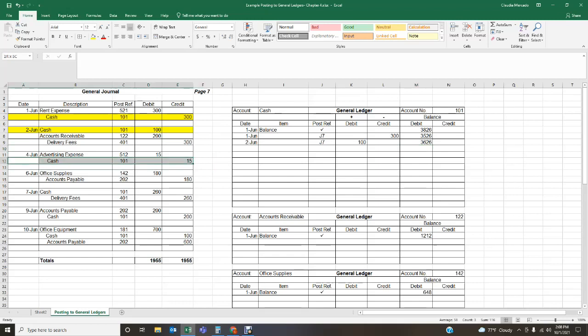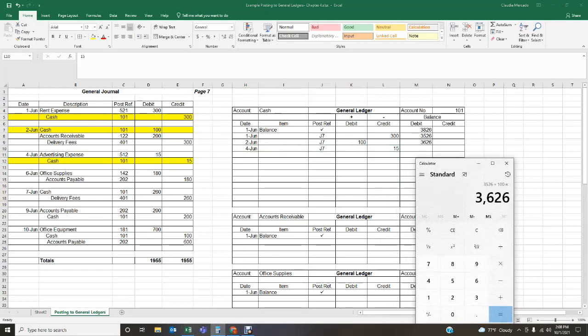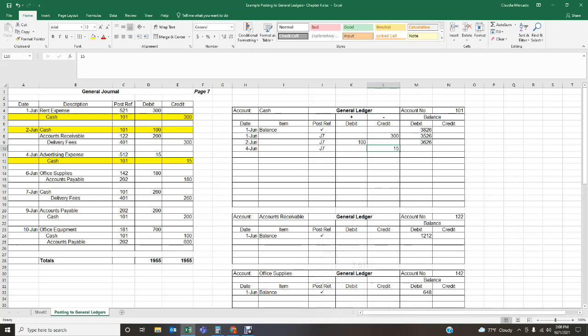Then on June the 4th, I have another transaction. So I'm going to enter June the 4th, journal 7. And I've got a credit for $15. So that means that I must have paid something dealing with advertising. Because it is a credit, I am going to subtract $15. And that's going to give me $36.11. So that happened on the 4th. On the 6th, nothing happened with cash.